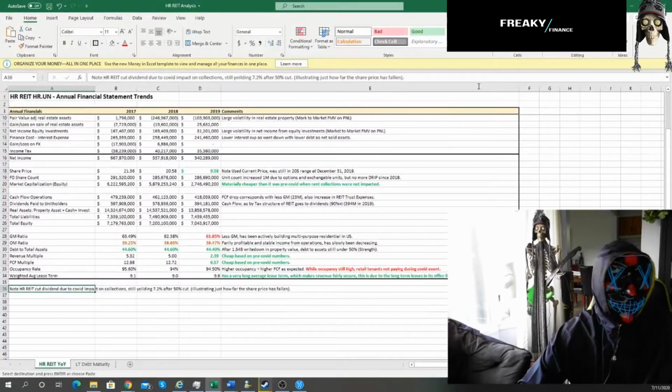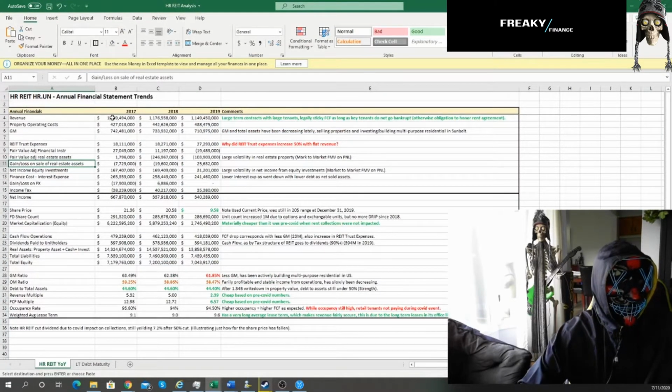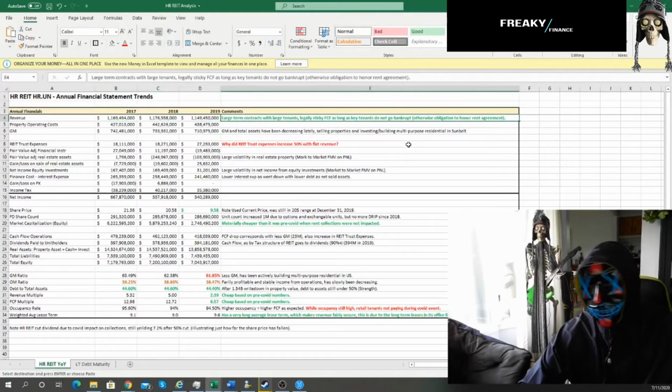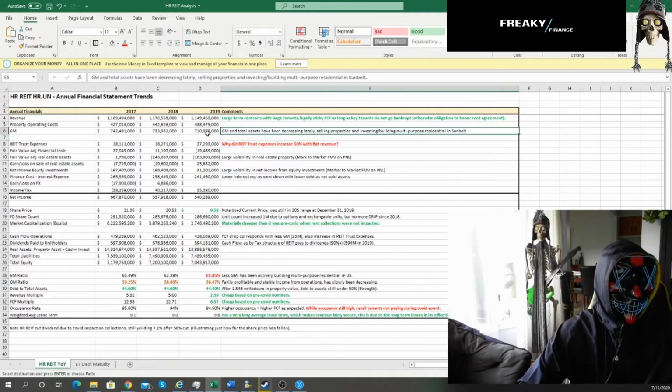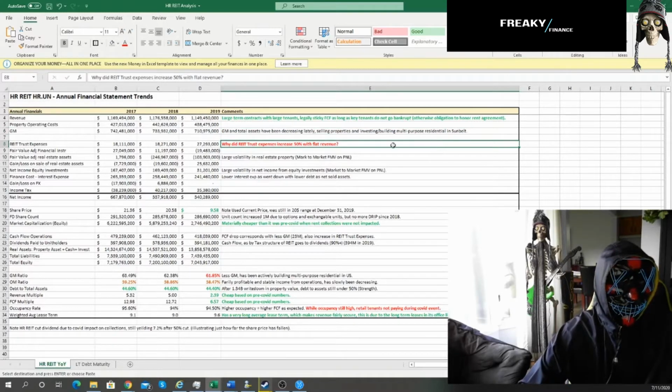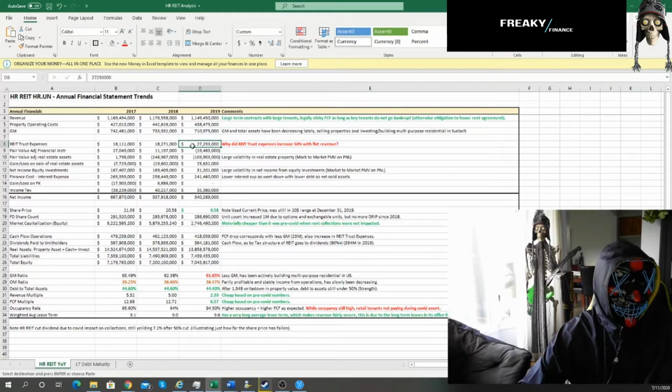Let's put this together. Annual financials, and you can see fairly steady pre-COVID, a little bit of decline. They do have long-term contracts, like I already mentioned, with large tenants. Legally sticky free cash flow as long as the tenants do not go bankrupt. GLA and total assets have been decreasing lately, selling properties and investing in building multi-purpose residential in the Sunbelt states. So one of the things that I'm kind of a stickler on, I see REIT trust expenses go up. You might see it's only $9 million in the context of $1.1 billion revenue, but when it goes up 50%, I'm like, why? Your business technically shrank.